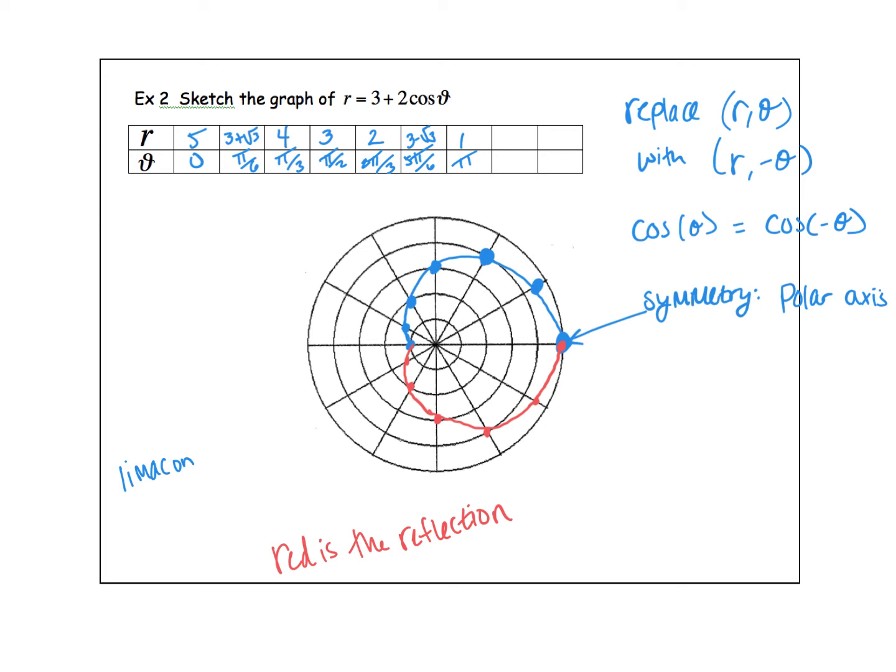A over B is 1 for a cardioid. In this case, it's a 3 over 2. So our B is smaller. Yeah, so it's a dimpled limacon, to be as specific as possible.